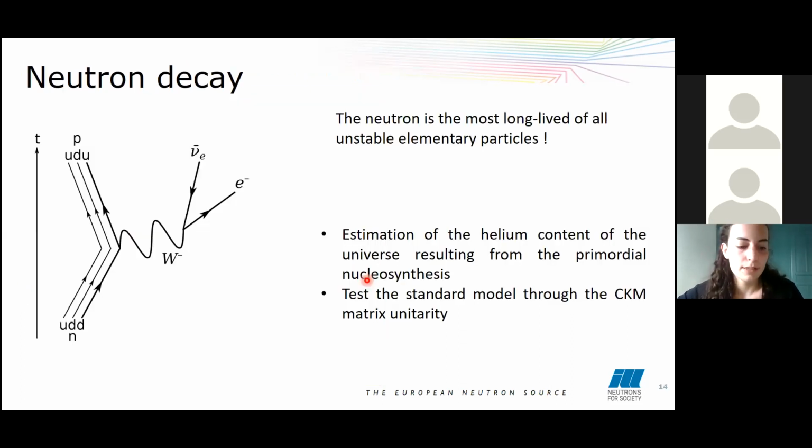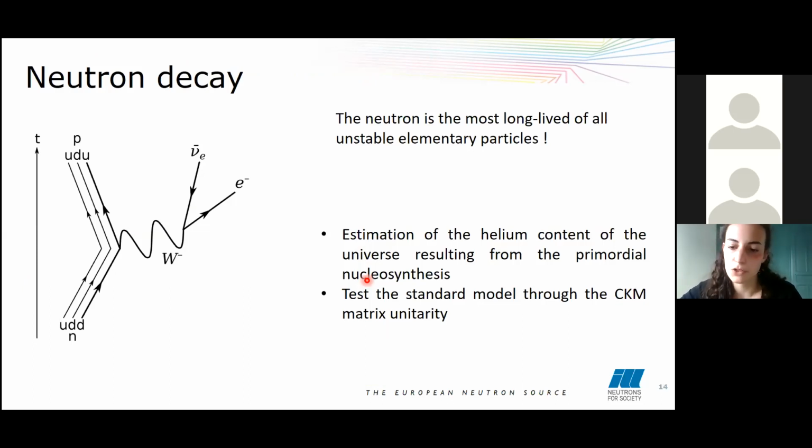So as I said, when it's free, the neutron decays. Particle physicists would say that at the heart of this decay, there is a weak charged current interaction, which enables the down quark to transform into an up quark by the exchange of a W boson, which later decays into an electron and an antineutrino.